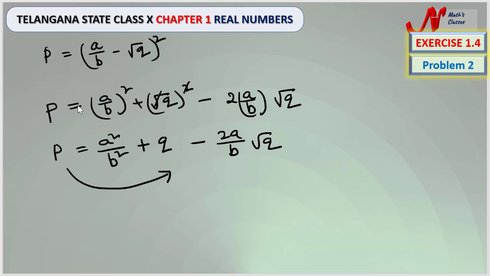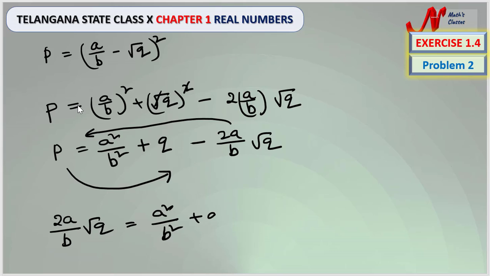To simplify, we transpose p to the RHS and this term to the LHS. So then we can write it as 2a/b root q is equal to a square/b square + q - p. Because we transposed plus p to the RHS, it becomes minus p, and this term is negative, so it becomes positive on the LHS.